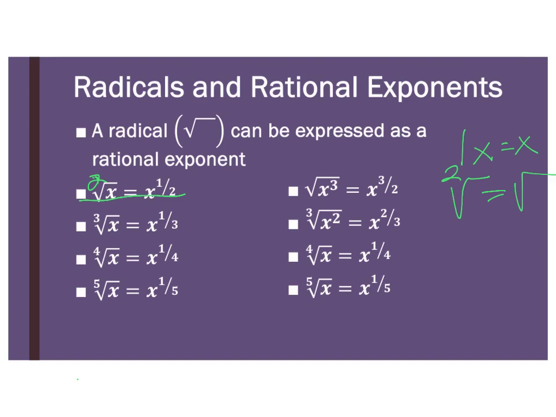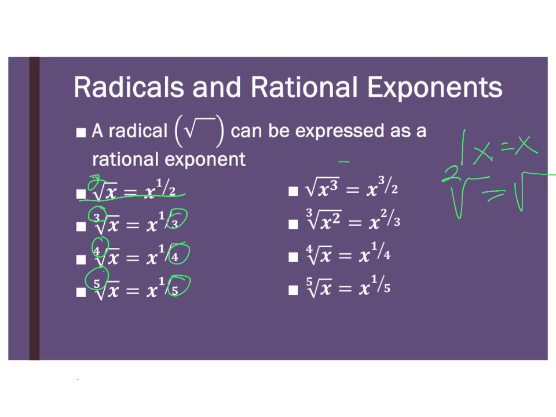Okay, so square root of x is x to the 1/2. Notice the cube root is x to the 1/3. Fourth root is x to the 1/4. Fifth root is x to the 1/5. Now we can do this with integer exponents as well as rational.